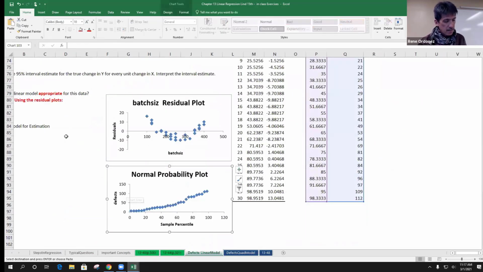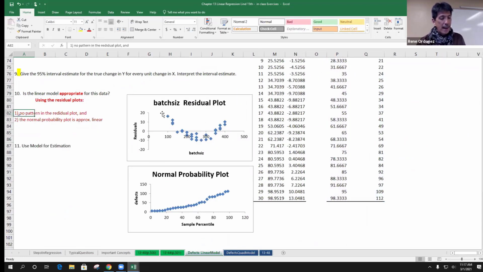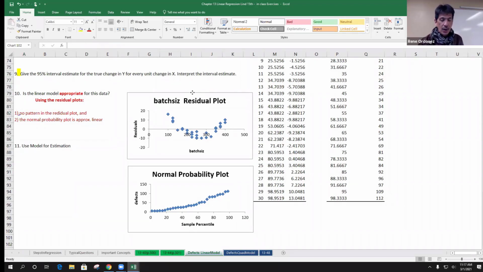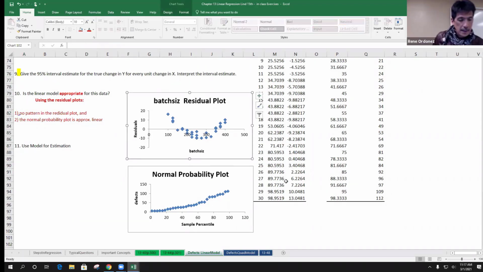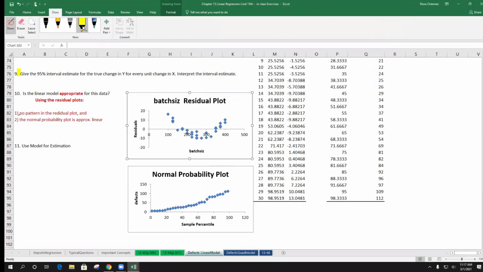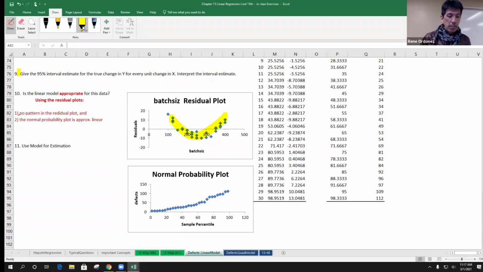Let's go down here. If you look at the batch size residual plot, is there no pattern in this plot, or is there a pattern? I think there's a pattern. There's a pattern, exactly. There's an obvious pattern in the plot, and it's sort of U-shaped. How about the normal probability plot? Is it approximately linear? Yeah. Yep.